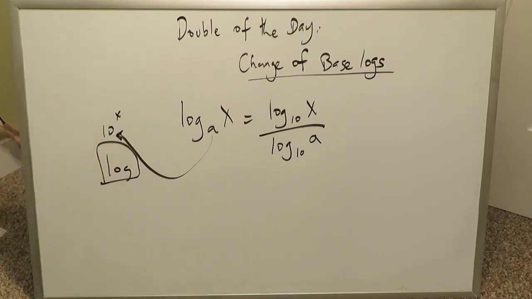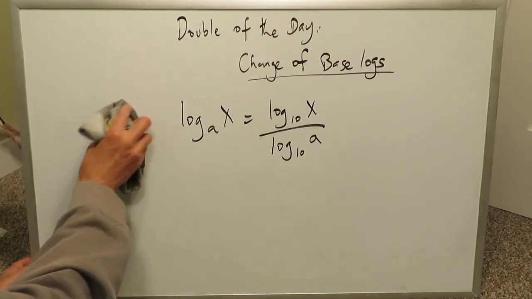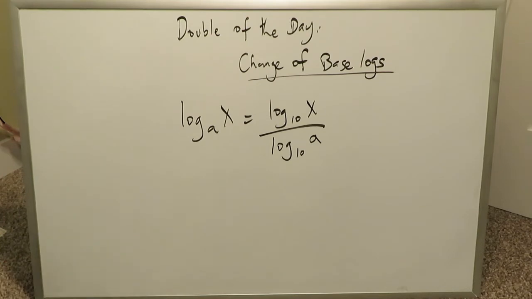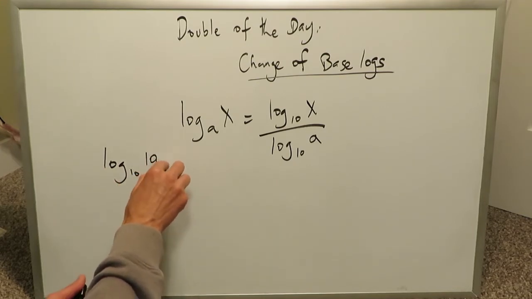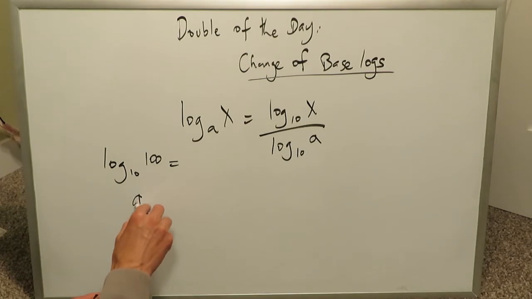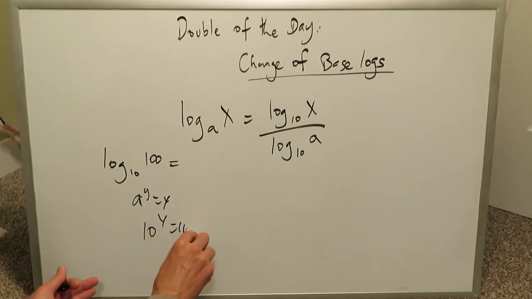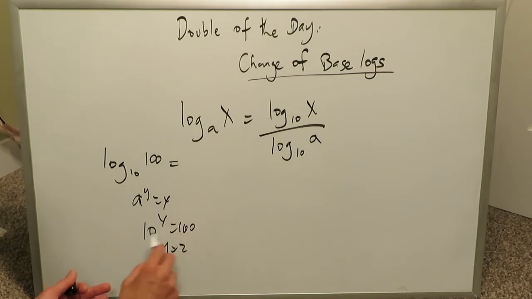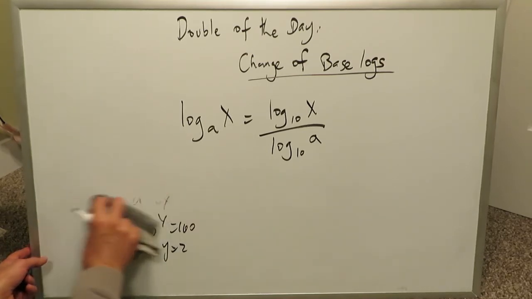But not every question is always in base 10. You could have a question in some other base, and how could you evaluate it, especially if it was a difficult question to evaluate? Like if I give you a question like this, log base 10 of 100. We know this is easy. You can use the formulas. We know a to the y is equal to x, so you have 10 to the y is equal to 100. Therefore, y is equal to 2. 10 squared is equal to 100.